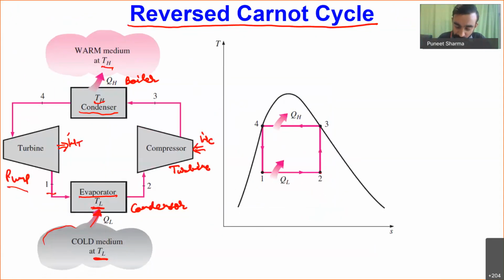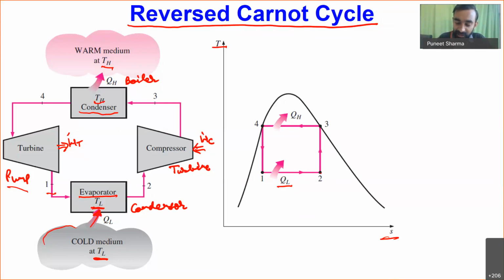Now if I show you the cycle on the TS diagram, you can see temperature along the ordinate, and along the abscissa we have entropy, and this is our liquid-vapor dome. In this dome, point 1 to 2 is constant temperature heat addition. Then 2 to 3 is the isentropic compression process. Then 3 to 4 is constant temperature heat rejection, and then 4 to 1 is isentropic expansion.